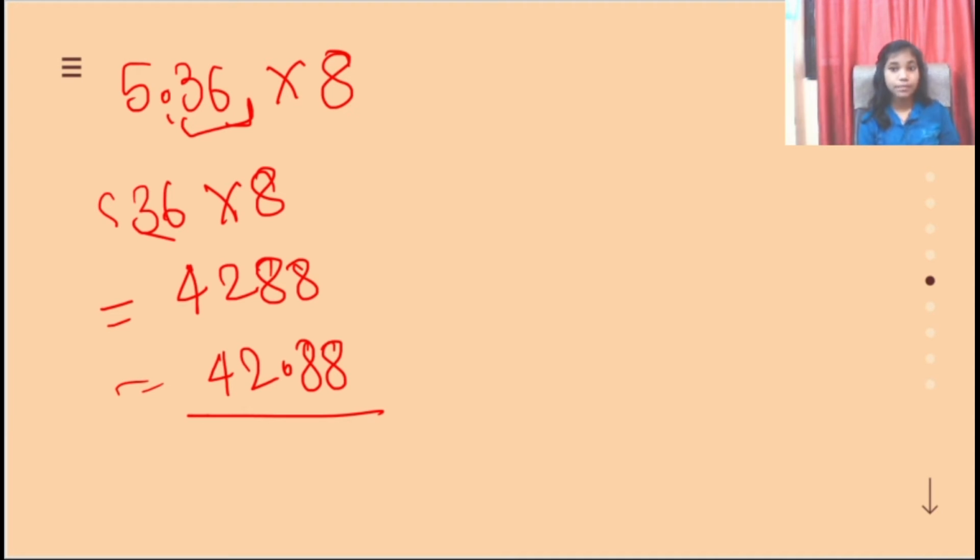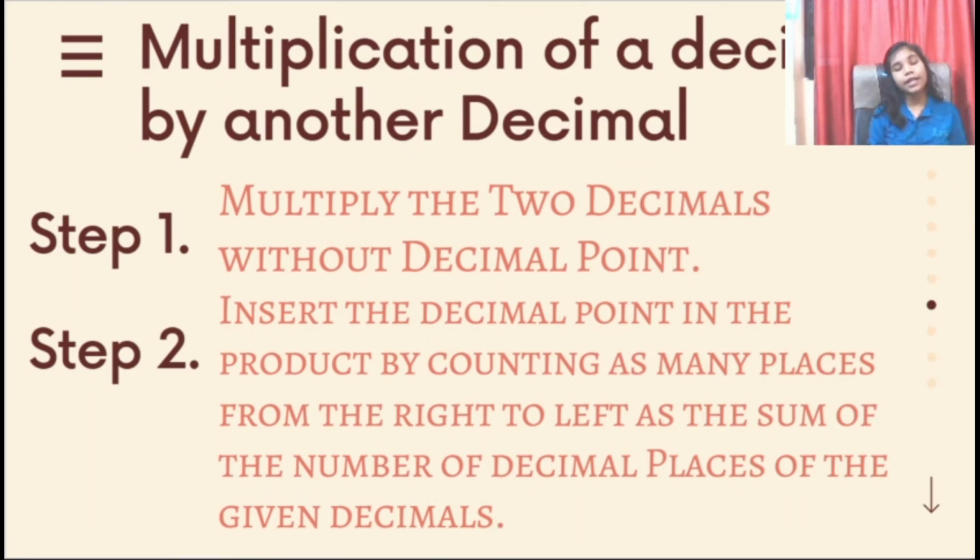Now let's go to the next, which is multiplication of a decimal by another decimal. Here also there are step 1 and step 2. It's very easy. Step 1 states: multiply the two decimals without the decimal point, as we did in the first case with a decimal and a whole number. So you multiply the decimals without the decimal points, as we did with whole numbers, right?